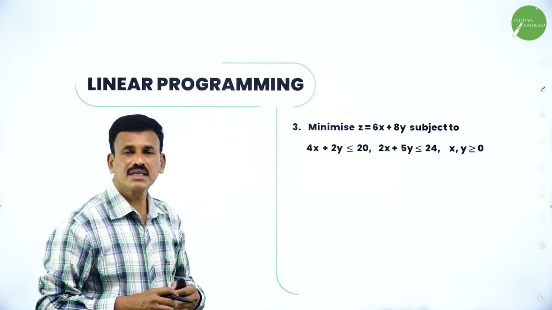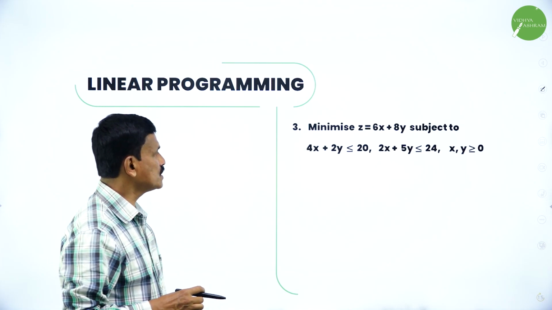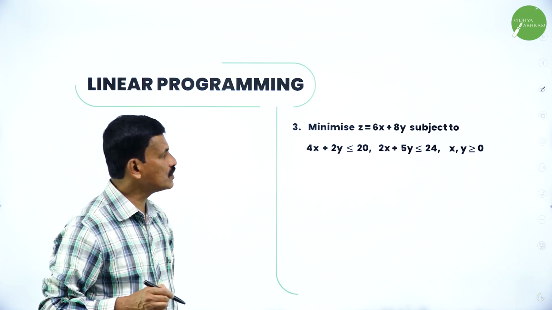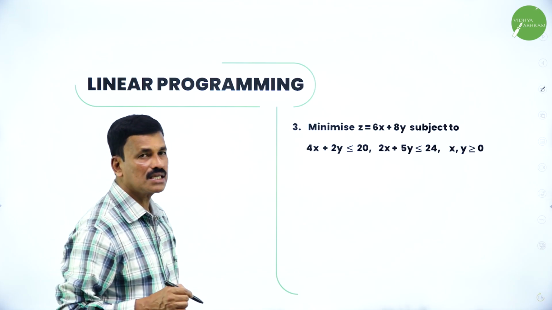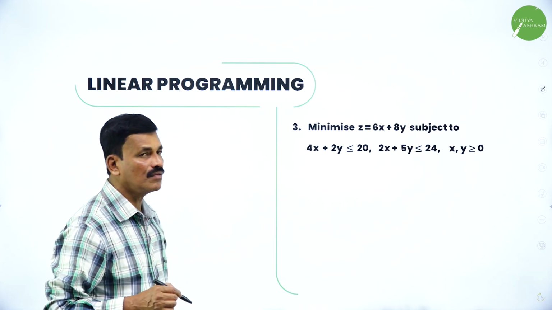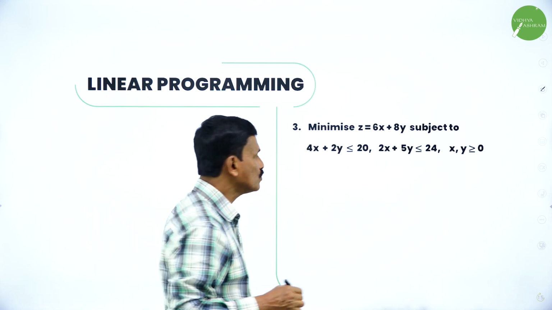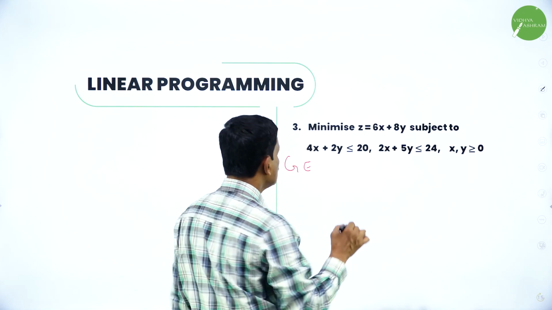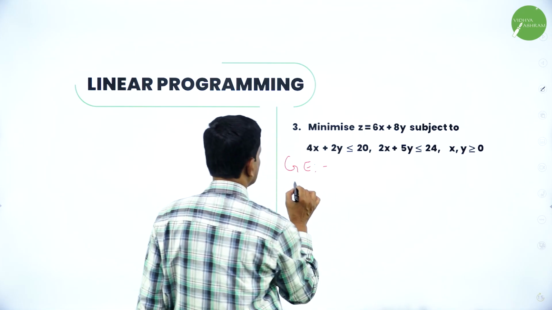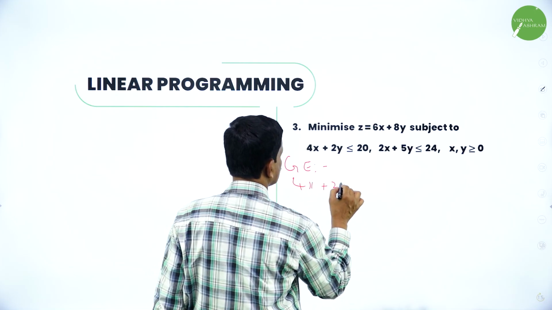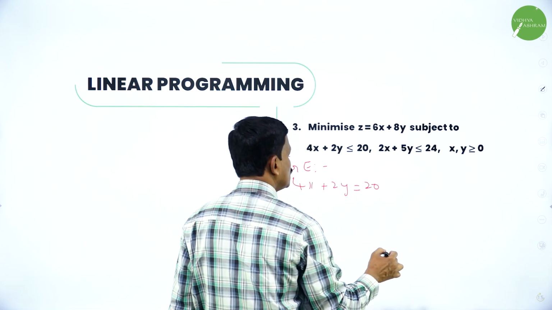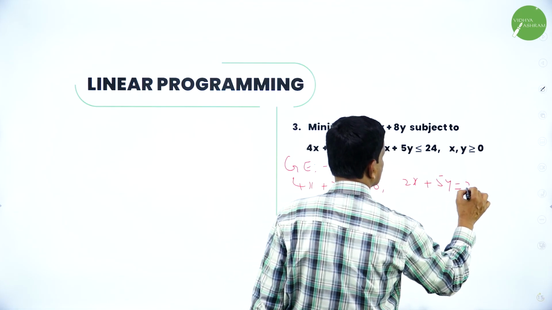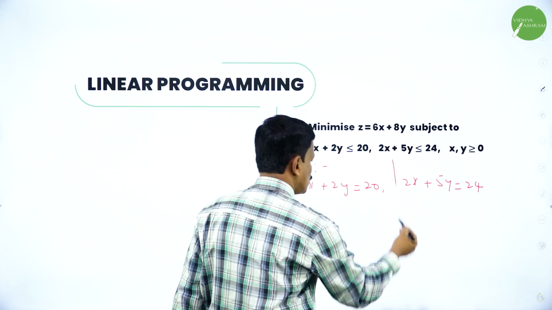Okay. Move on to the third problem. Minimize Z equal to 6x plus 8y subject to 4x plus 2y less than or equal to 20, 2x plus 5y less than or equal to 24, and x, y greater than or equal to 0. Now, just convert the inequalities into equalities. So, the given equations can be written as 4x plus 2y is equal to 20, and another equation 2x plus 5y is equal to 24. Let us solve these two equations.